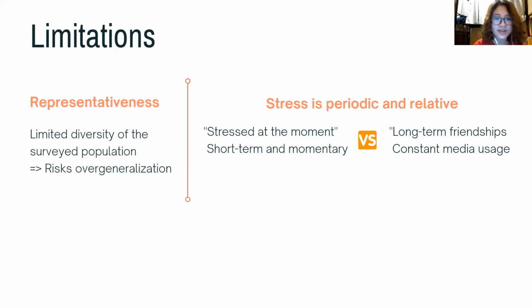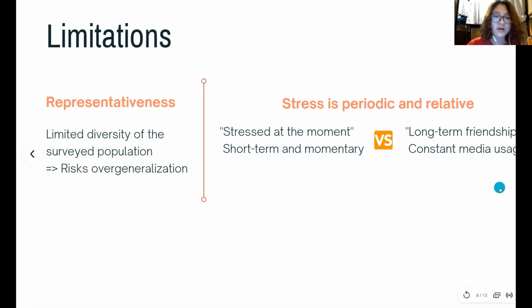Stress measured in a survey is periodic and relative. The time period people fill in a survey might not be in the exam seasons. Therefore, it might not be the case that stressful people at that moment are always stressed people. However, friendship and social media usage is not periodic and it remains constant through time, regardless of the amount of workload. Therefore, the result might suggest a correlation, not necessarily a causal relationship.